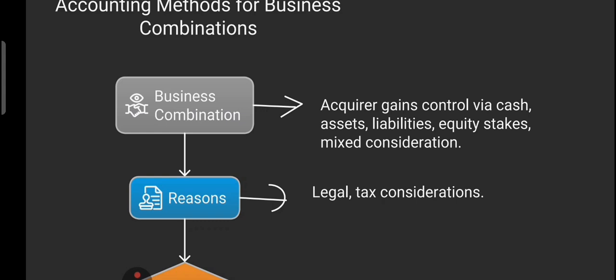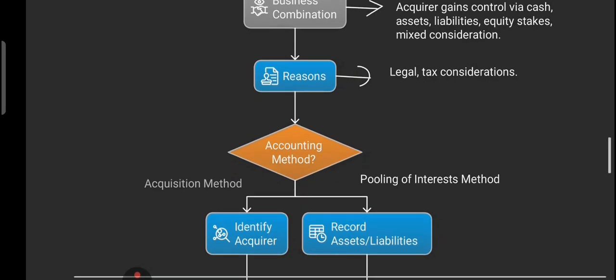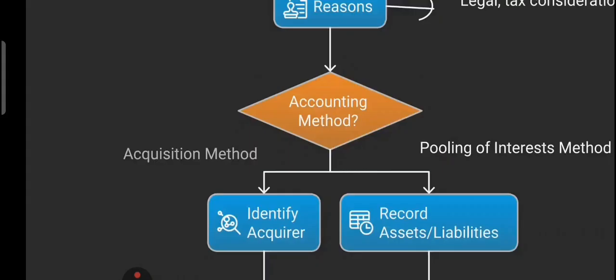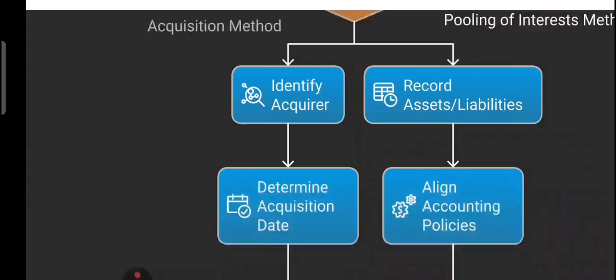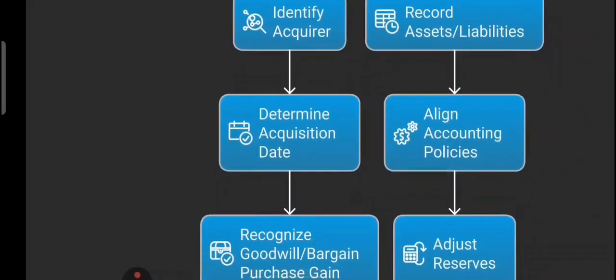So there are two main approaches. The first is called the acquisition method, and the second is called the pooling of interest method. Under the acquisition method, as you can see on the left hand side, first of all we identify the acquirer. Who is the acquirer? The acquirer is the entity gaining control. Next we determine the acquisition date, meaning when the control is officially transferred.